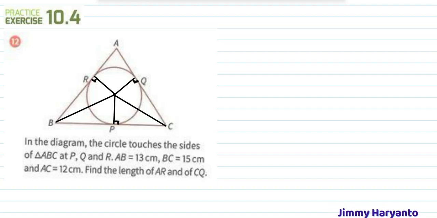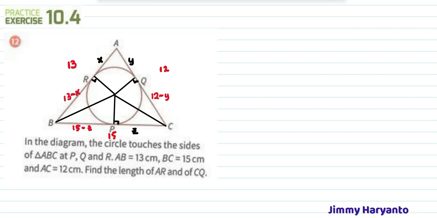And then the question says AB equals 13 and BC equals 15, AC equals 12. Okay, so because we don't know the lengths of AR, BR, BP, and PC, let's try to label them as X, Y, and Z. So if this one is X and this one is Y, and maybe this one is Z, that means this one will be 12 minus Y, this one will be 15 minus Z, and this one will be 13 minus X.